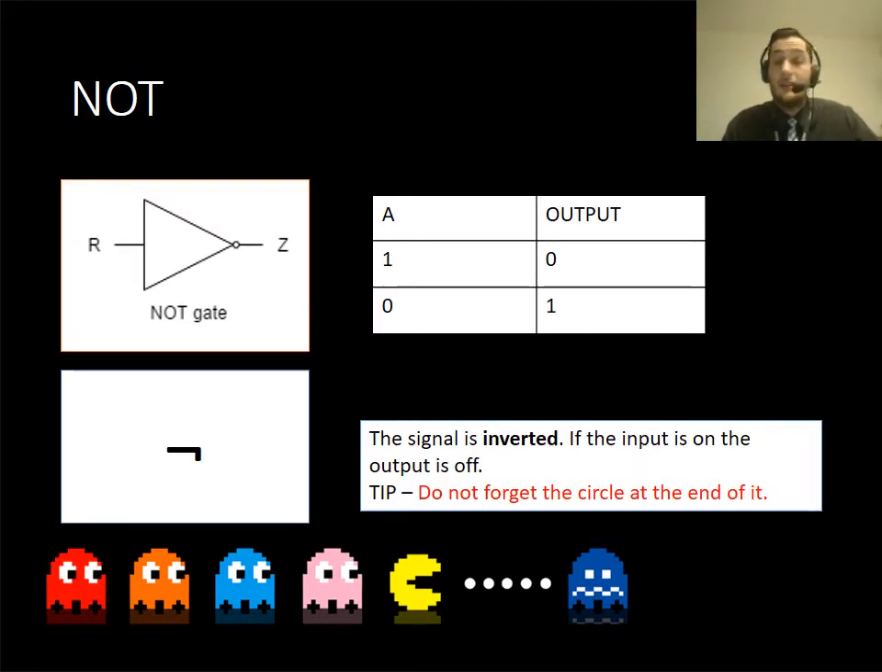Then we have a NOT gate, and for a NOT gate, we have this little symbol here, which you will find underneath escape in case you've ever wondered what it was for. And that is the symbol for a NOT gate. And basically what a NOT gate does is it inverts your signal. So if you put a 1 into a NOT gate, the output will be false. So if the input is true, the output is false. And always remember to put this little dot on the end, because a lot of people forget that.